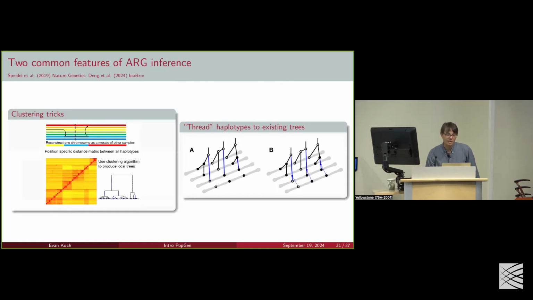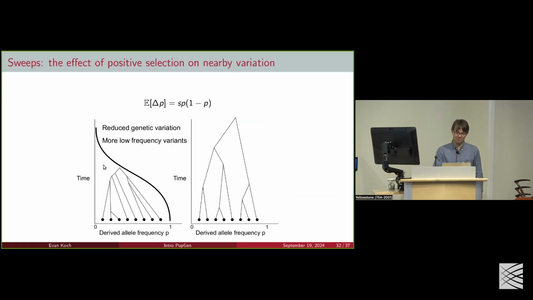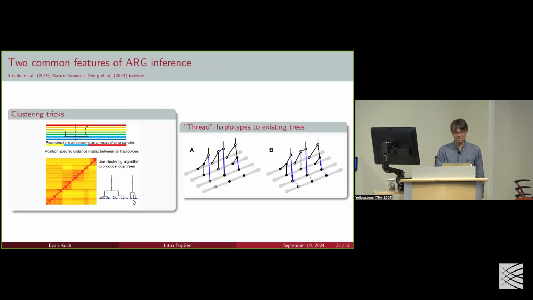There are two common features of ARG inference. This is a difficult process. One trick is to cluster your samples at each point in the genome to get a position-specific distance matrix between all your haplotypes, and then use some clustering algorithm and produce trees. Another trick is, if you have this ARG, you can thread new haplotypes onto those existing trees. Combining both of those, you can get pretty good estimates of the ARG genome-wide.